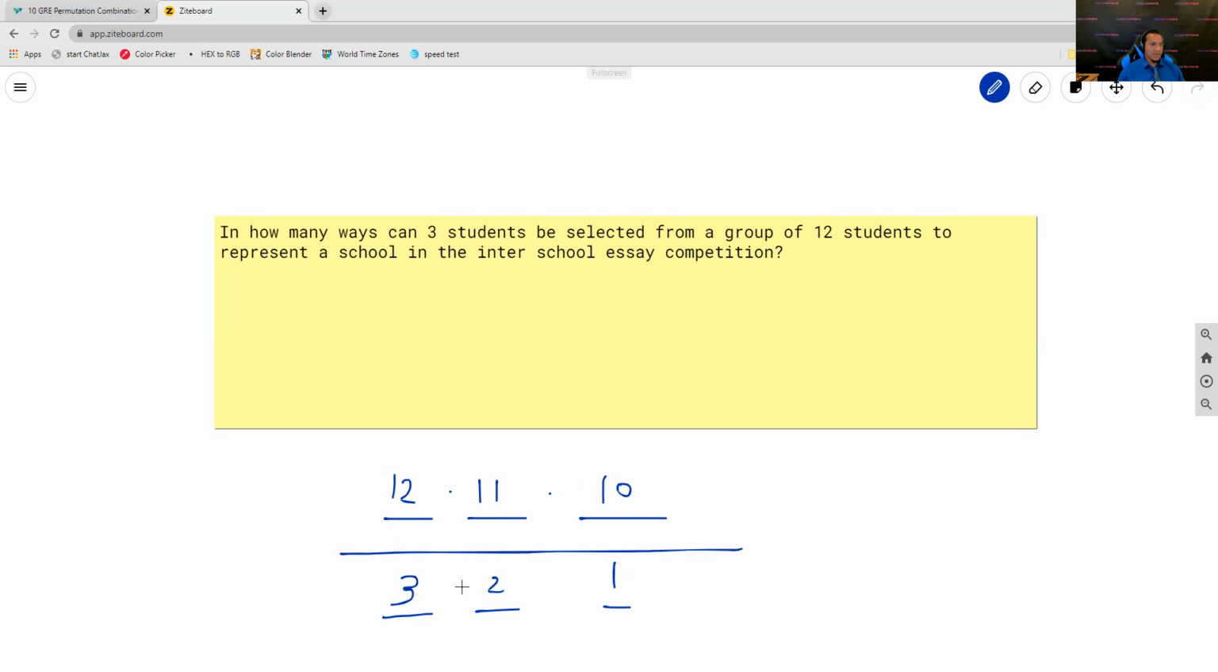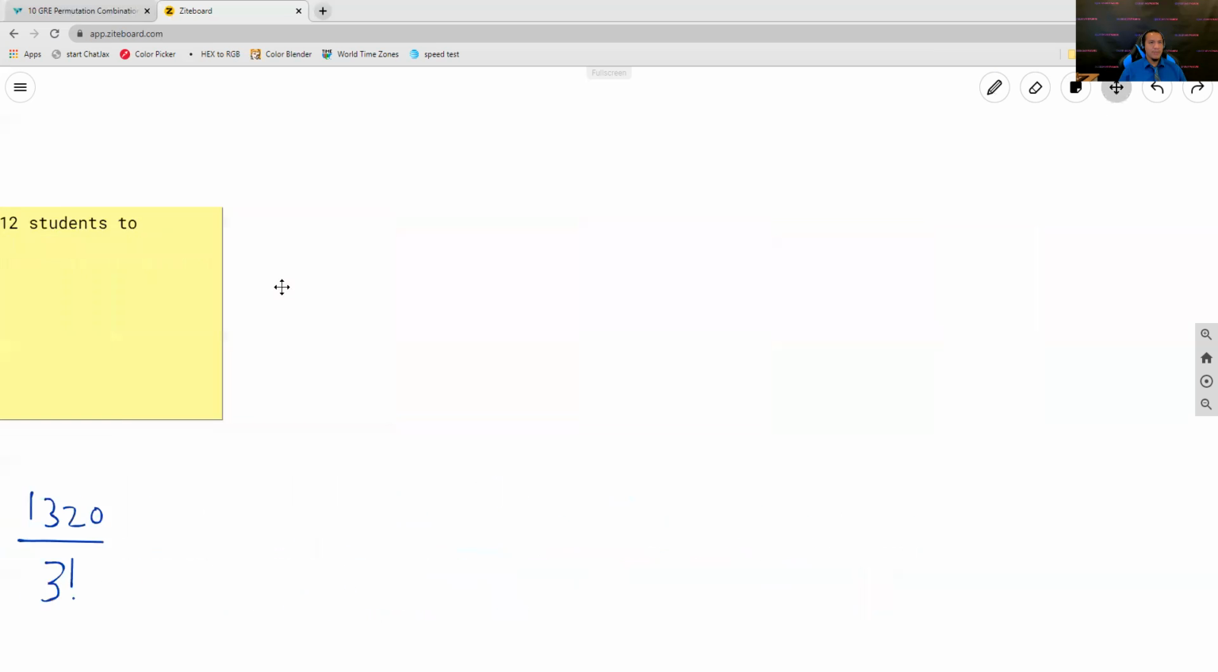So my answer should actually be that. It's going to be 12 times 11 times 10 over 6. Or, in other words, the denominator is 3 factorial, or 3 exclamation mark. That's a short way to write 3 times 2 times 1. The top is going to be, I believe it's 1210. Or no, 1320. So for example, 6 factorial is just going to be 6 times 5 times 4 times 3 times 2 times 1. All right, moving on.